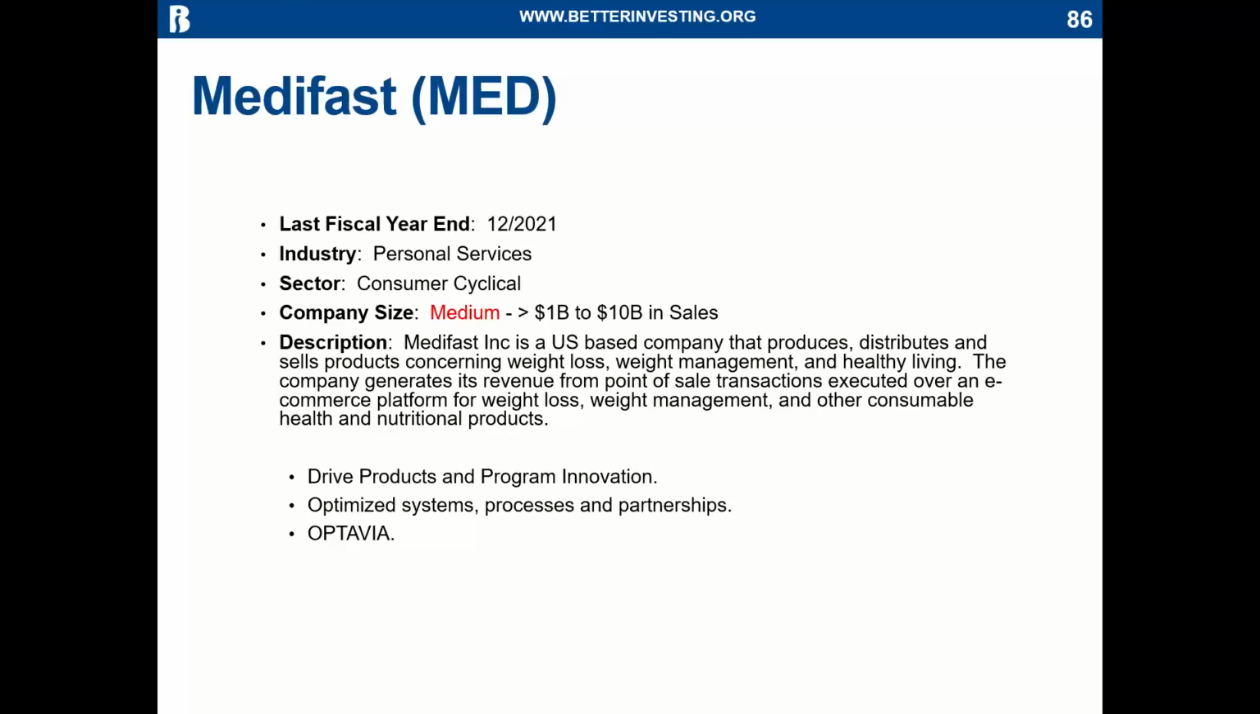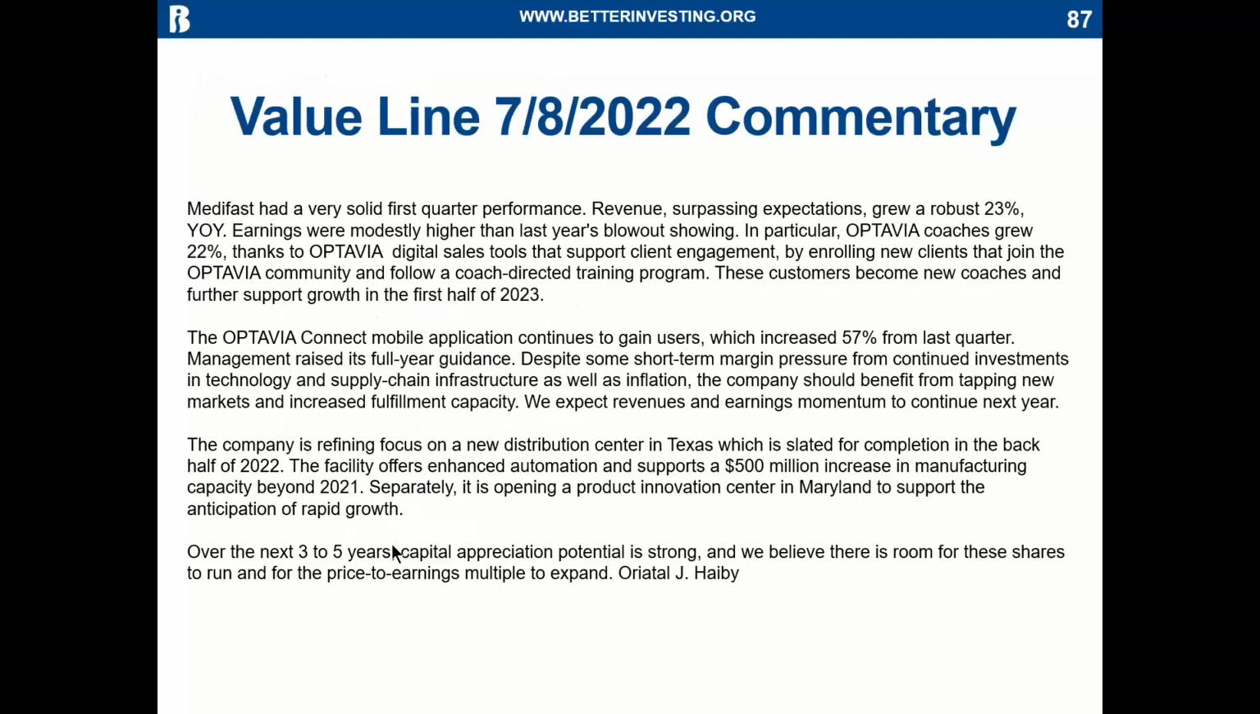The industry is personal services, and the sector is consumer cyclical, with a medium-sized company of 1 billion to 10 billion in sales, which I also have in red. So remember that this is showing it as medium. And there's your 3 different parts of the revenue. They have the products and program innovations, the optimized systems, processes, and partnerships, and that Optavia, which I shall go into a little bit more describing. So go to the next slide, please.